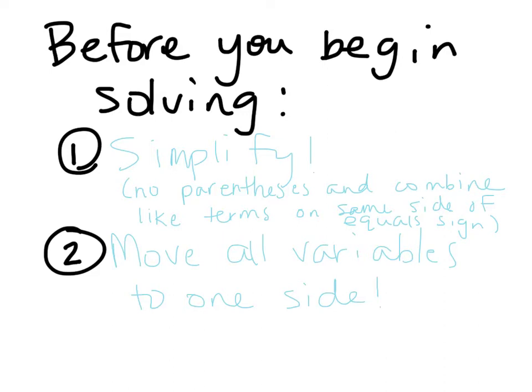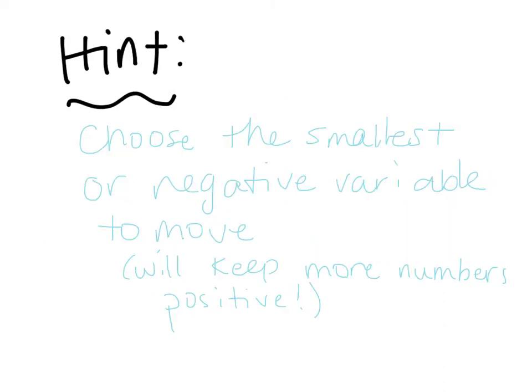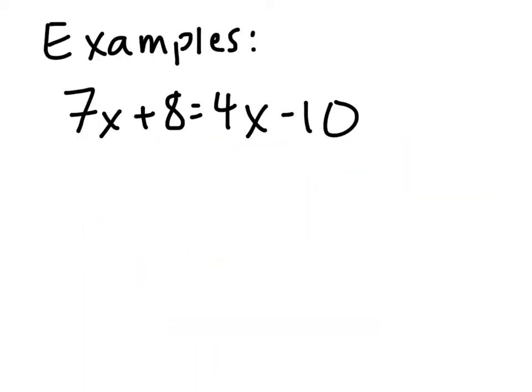And then second, if you have like terms on different sides of the equal sign, you need to move all of your variables to the same side. And a little hint that goes with that, if you choose the smallest variables or the negative variables to move, it'll help to keep more of your numbers positive. This isn't the only way you can get the right answer, but it does help sometimes make your equation easier. Okay, so let's look at some examples.